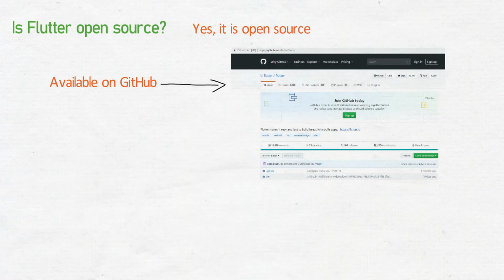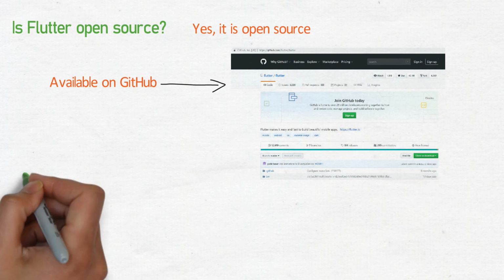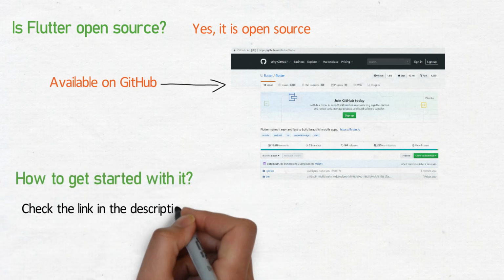How to get started with it? To get started with Flutter, there is a really good documentation.